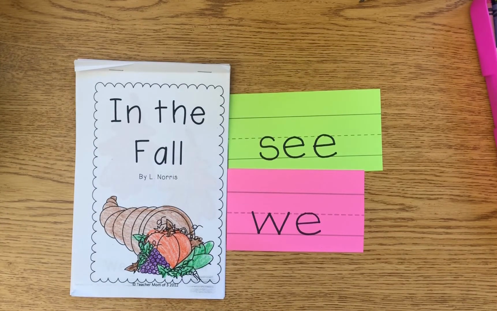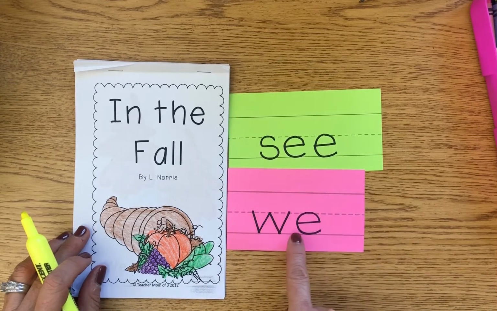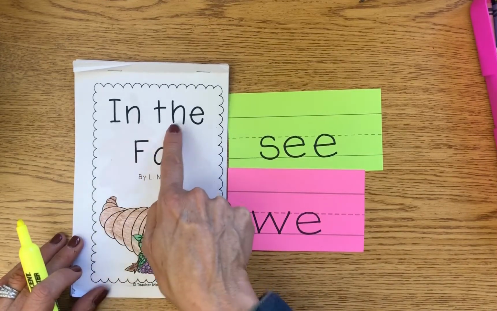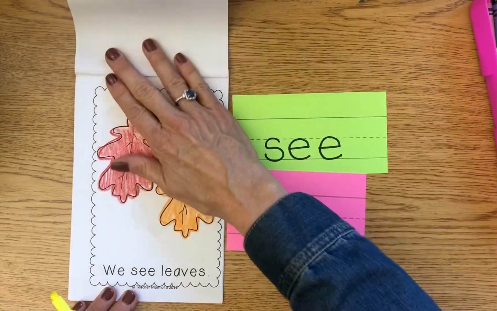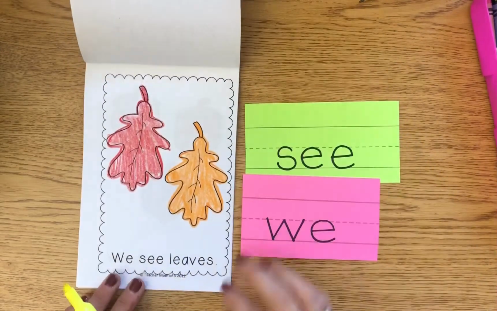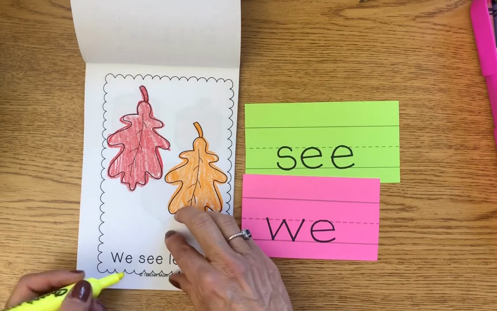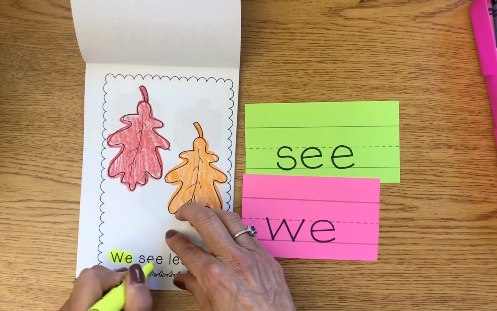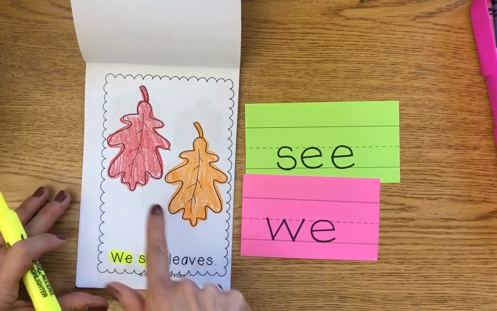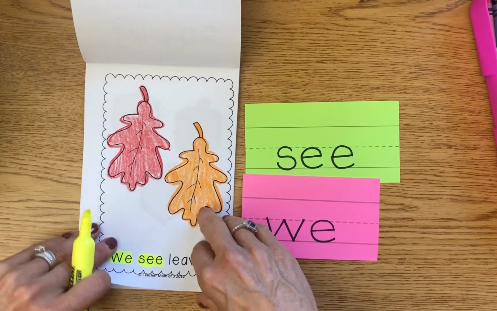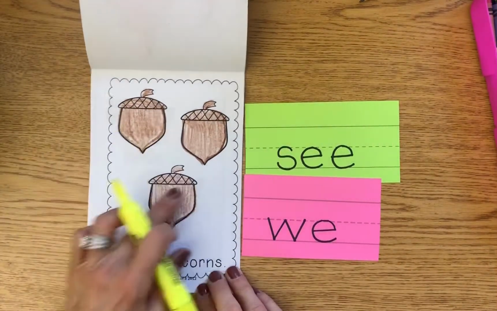You're going to color this book, and then you're also going to be on the lookout for these two words, see and we. In the fall. We see leaves. We and see. And remember, if you look at the pictures, it will help you figure out what word is on that page. Look at the picture.